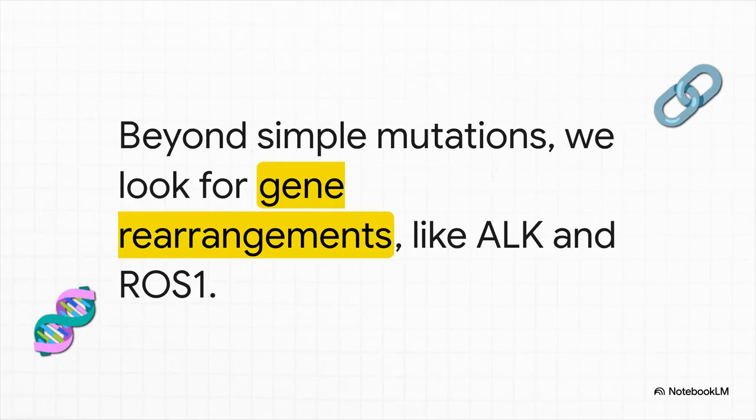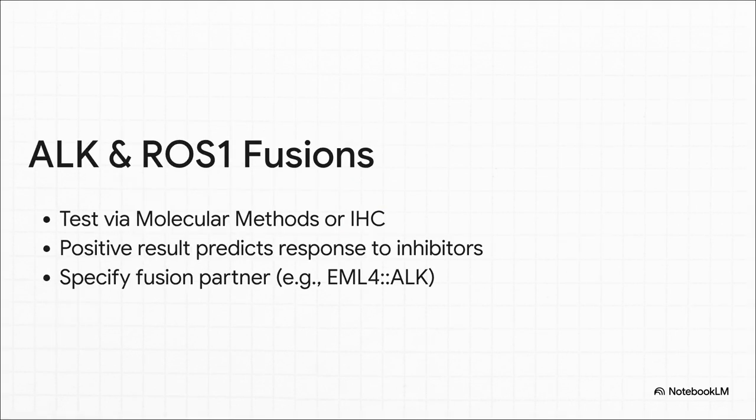Okay, so we've got mutations down, but next step are ALK and ROS1. These aren't about simple mutations. They're about a totally different kind of genetic mess-up called a rearrangement or a fusion. Let's look at those. So for these genes, your job is to figure out if the gene has literally been snapped in half and fused to a different one, like the famous EML4-ALK fusion.